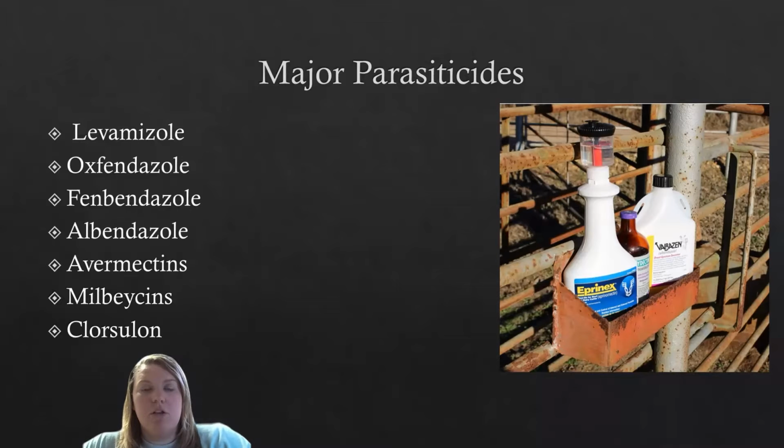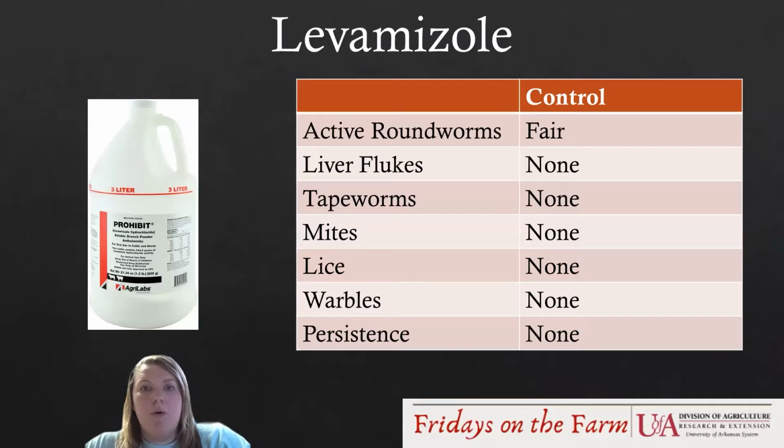So starting with, we're going to go through each one of the individual parasiticides that are out there. Prohibit is a really common thing that some people have used. It's important to understand that when you're in that group, you're going to get fair control of our active roundworms, but that's going to be about it. It doesn't really control some of the other things that we're looking for.